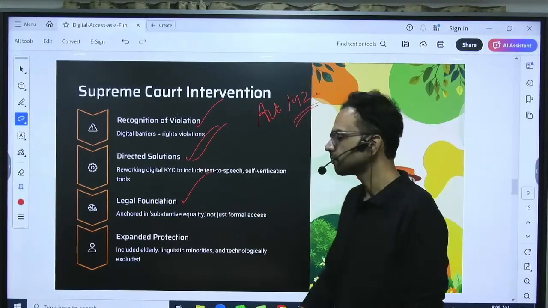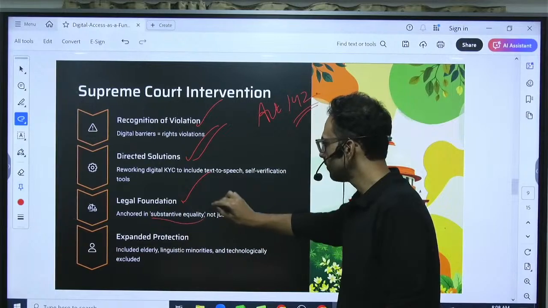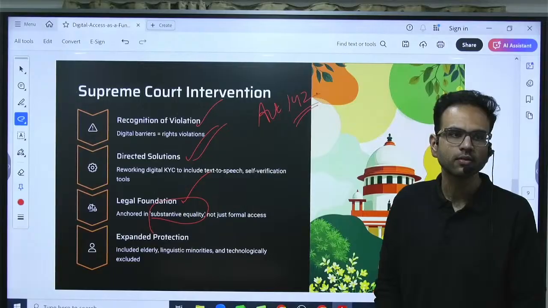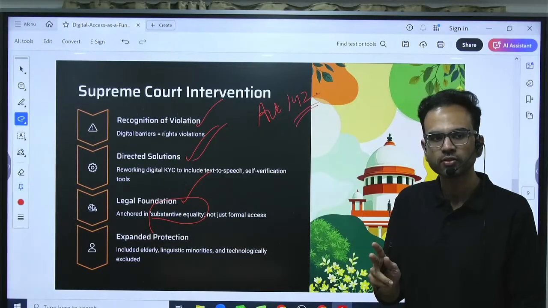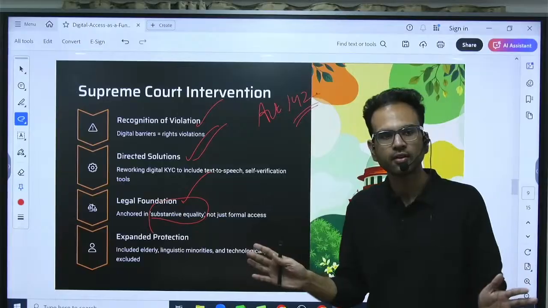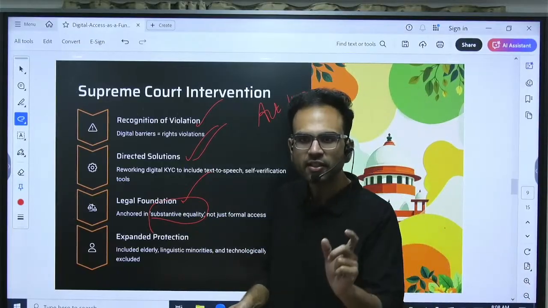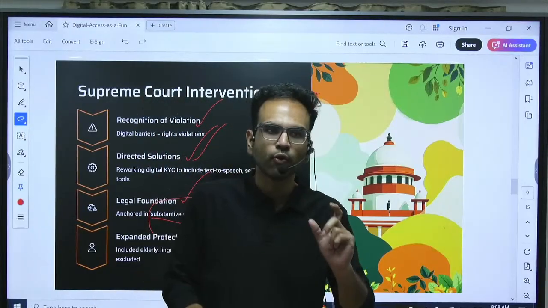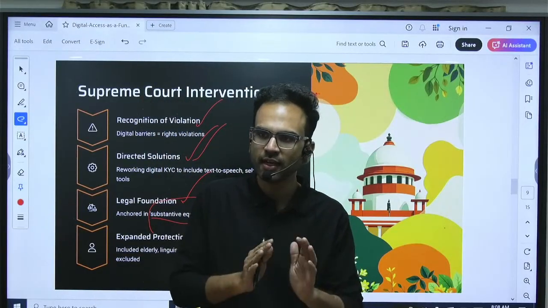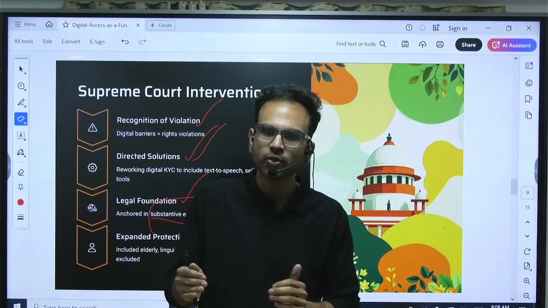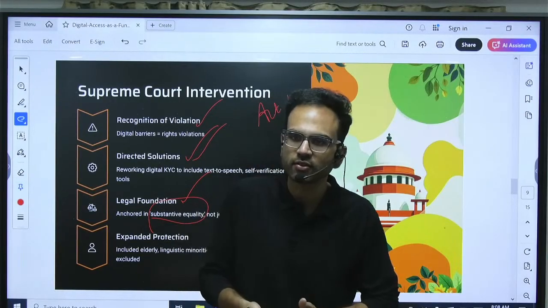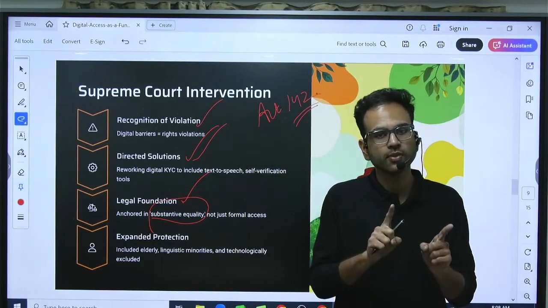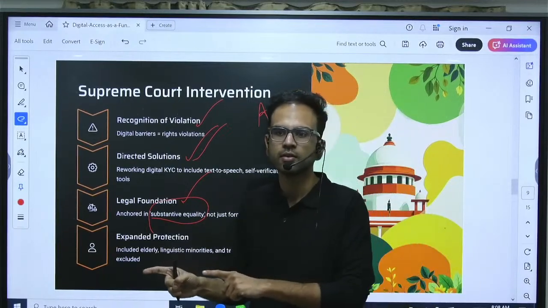Legal foundation. The concept of substantive equality. What do you mean by this substantive equality? Equality can be of two things. Treating everyone equally for the sake of it, or looking at the substance in the argument. Substantive here means the focus is that they don't have equal opportunities. There are natural disadvantages which have to be plugged by the state because of the paradigm shift in the approach.